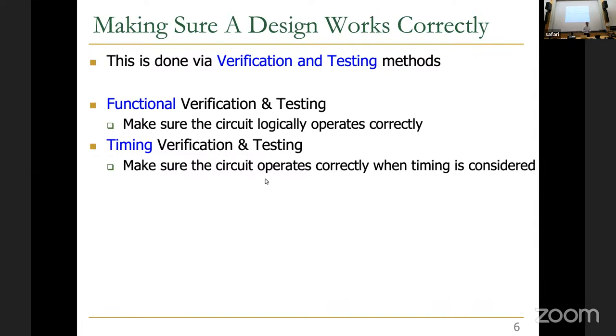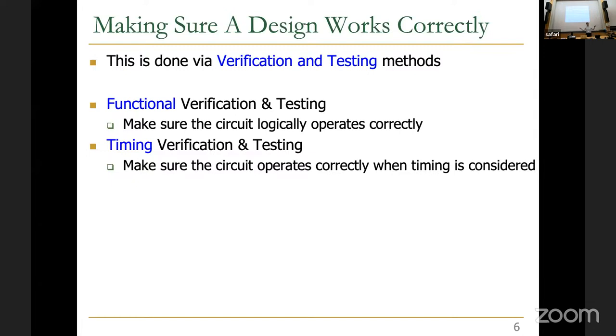The goal here is to make sure the circuit operates correctly when timing of the components is considered. And this is even more difficult, basically. Functional verification is difficult, but timing is also very difficult. Usually, the way you do verification and testing today is by applying inputs to a component and observing the outputs. Do the outputs match? This is functional verification. Do the outputs match the output I would expect given these inputs?